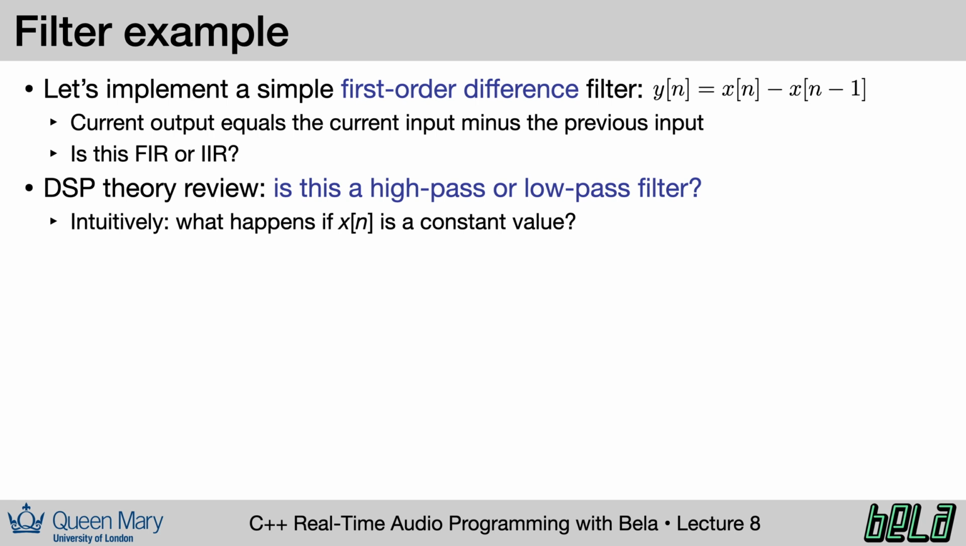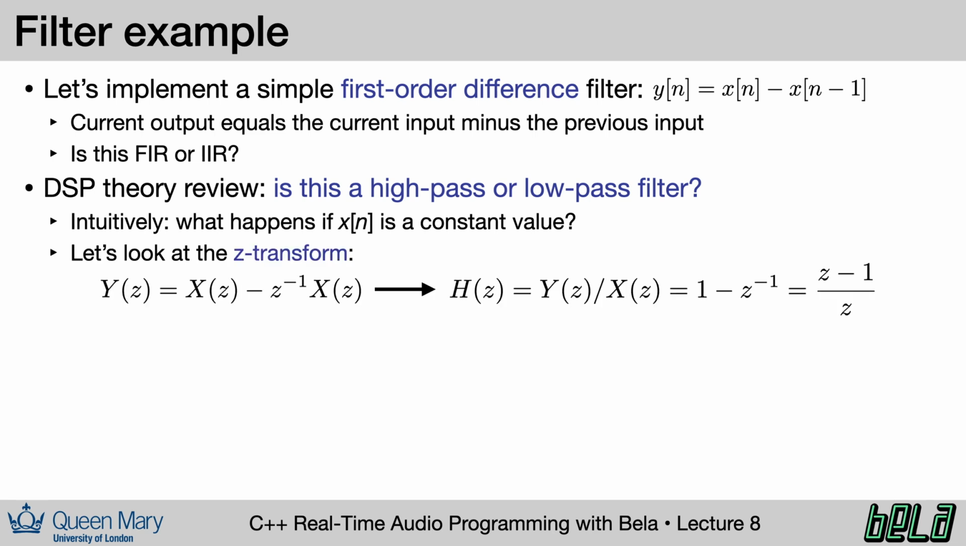Let's start with the intuitive explanation. Consider what happens if your input signal x of n has the same value for all n. Well, in this case, you can see that x of n minus x of n minus 1 would always be equal to 0. In other words, a DC signal, which is the lowest possible frequency, would be blocked.